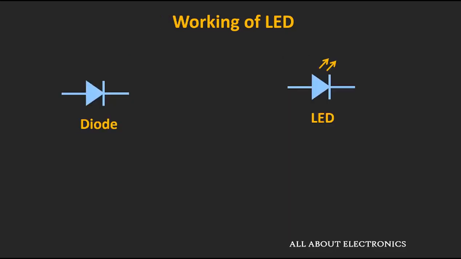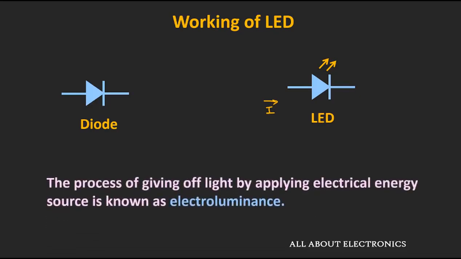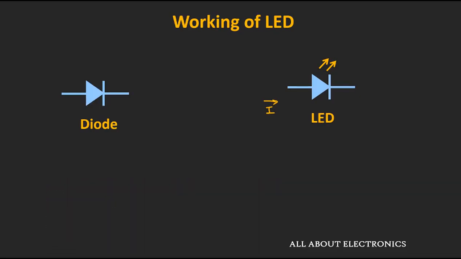As its name suggests, similar to the PN junction diode, it is also one kind of diode. But whenever current flows through it in the forward direction, it emits light of a particular color. So let's understand the physics behind it.